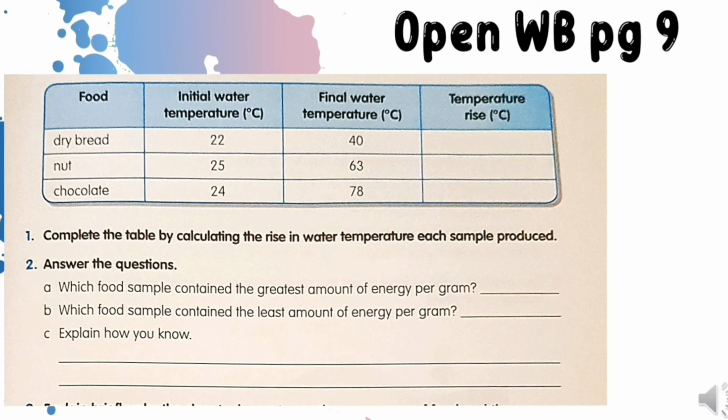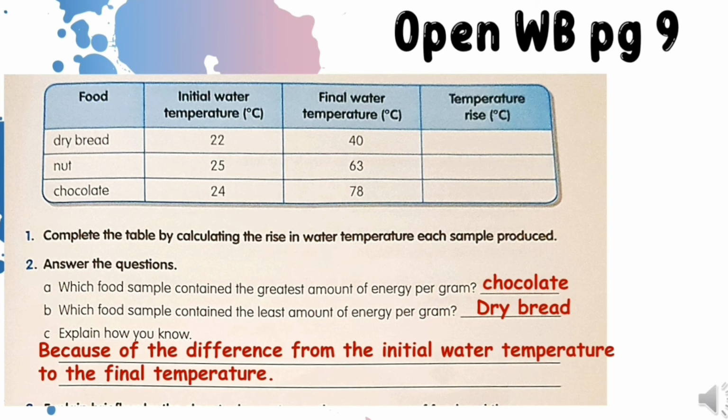Which food sample contains the greatest amount of energy per gram? Which one has more? We just wrote the rise in temperature. Which one has the more? 54 is for chocolate. Now, which one has the least amount? Yes, it is the dry bread. Now, explain how you know. We know because of the difference from the initial water temperature to the final temperature. We see the difference and we know already, right?